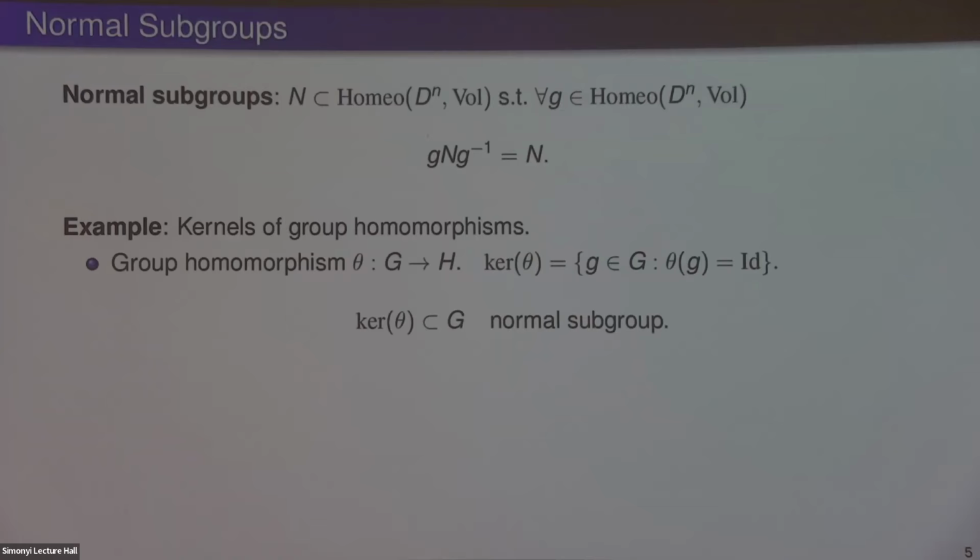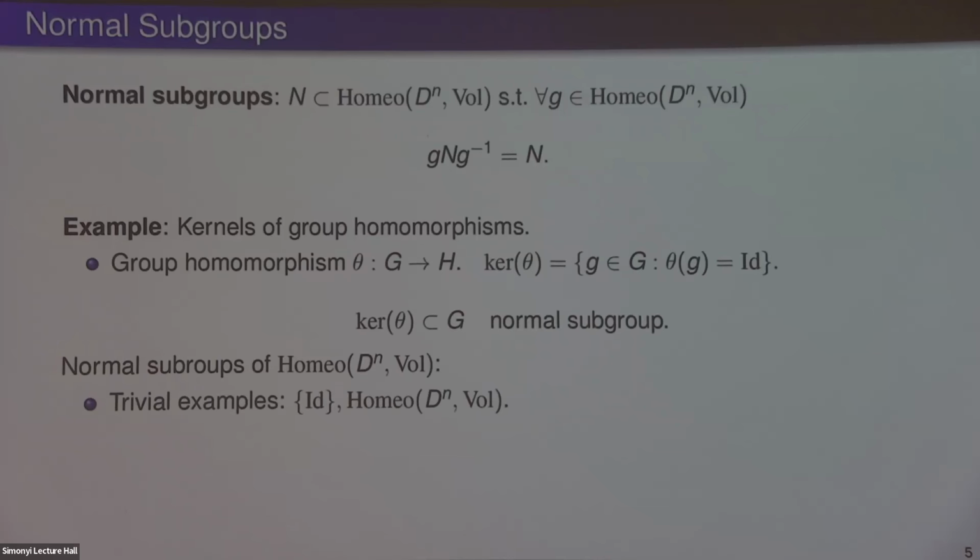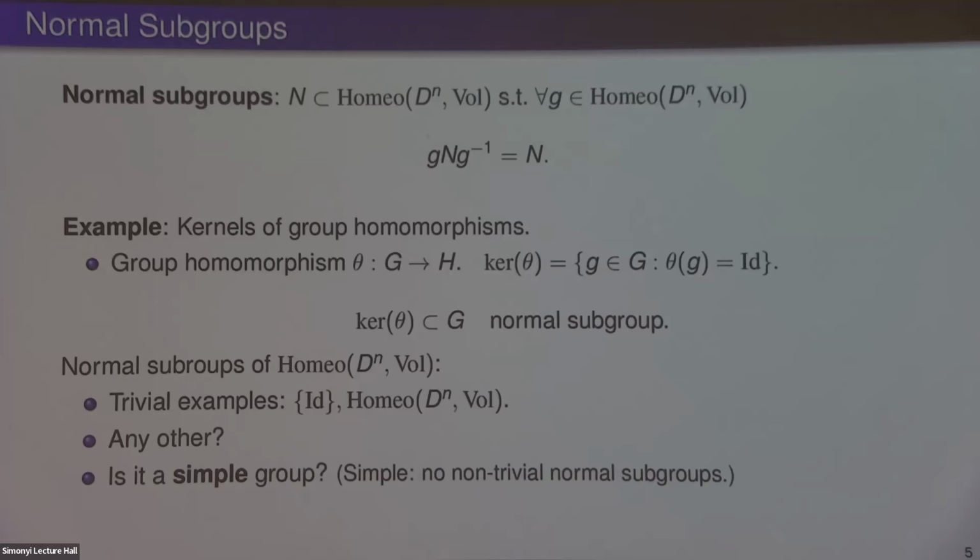Okay? So now, what are the normal subgroups of our group of compactly supported, volume-preserving homeomorphisms of the n-dimensional disk? One immediately identifies two trivial examples, the one-element group and the entire group itself. And the real question is, are we able to identify any other examples of normal subgroups? In other words, is our group simple? Does it have any non-trivial normal subgroups?